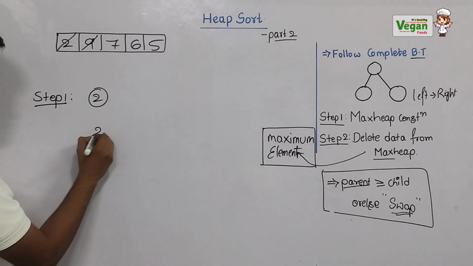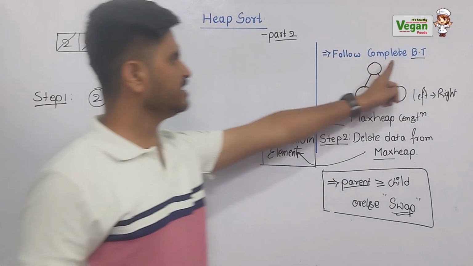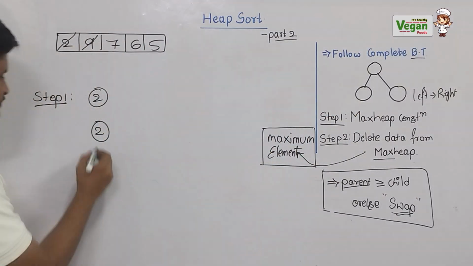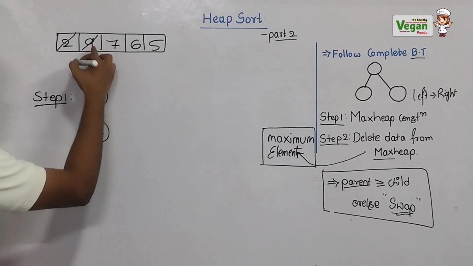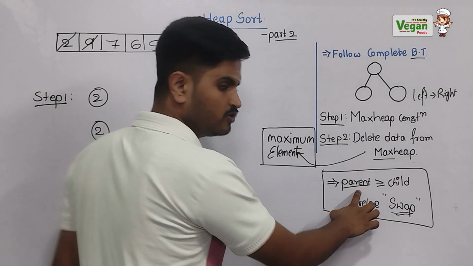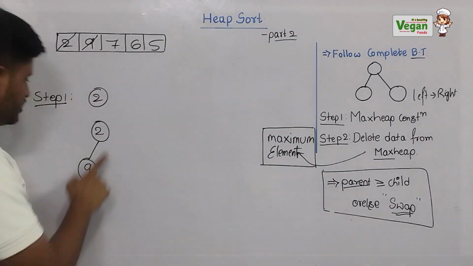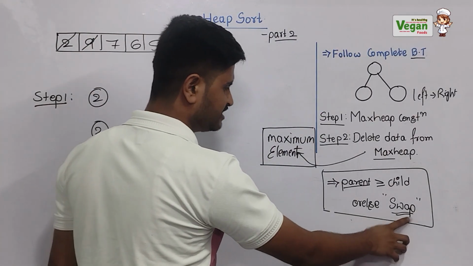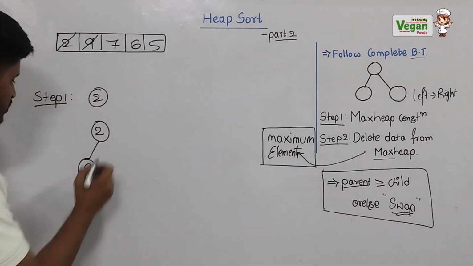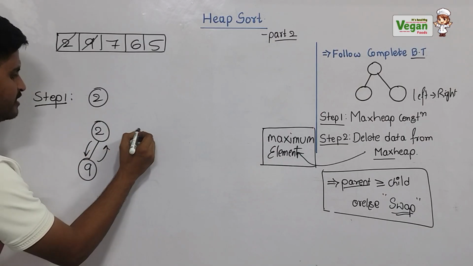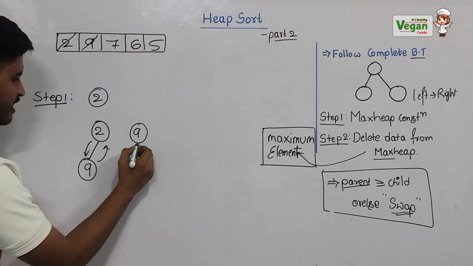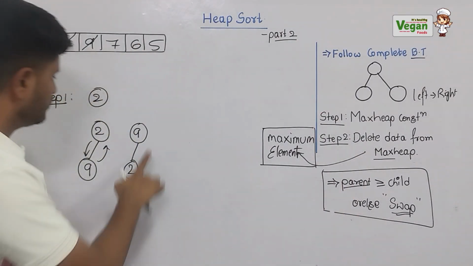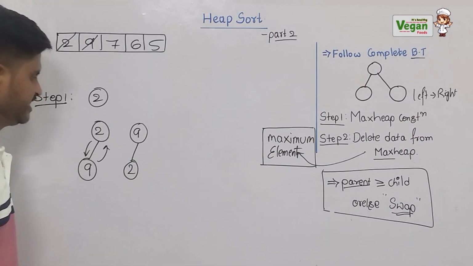Next, 9 I must insert. I said it will follow the complete binary tree. First you must fill the left child, then you must go to the right child. So the left child I will be filling 9. Parent node value must be greater than child node value. Here parent node value is less than child node value. So what we will be doing? We will be swapping the values of parent and child. So if we swap the values of parent and child, 9 will go to 2's place and 2 will come to 9's place. Now the condition is satisfied: parent value is greater than or equal to child value.